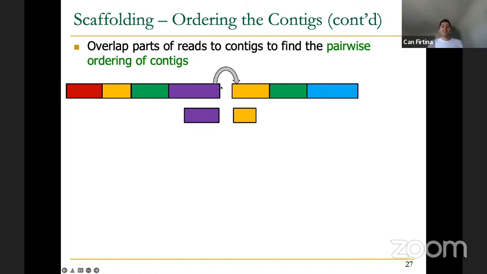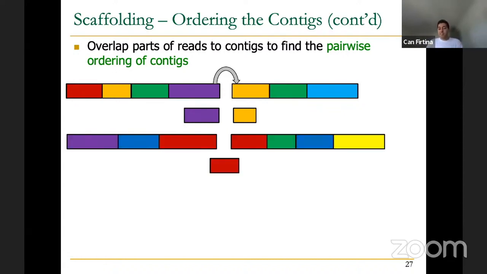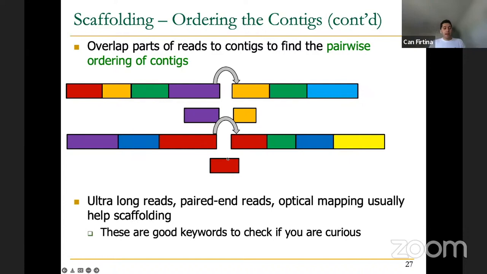Okay, maybe I cannot still fill the gap, but at least now I can order the contigs so that I can maybe insert some dummy string over here so that I can generate even longer, maybe ideally chromosome size contigs or assemblies. Similarly, maybe a read overlaps like this, etc.